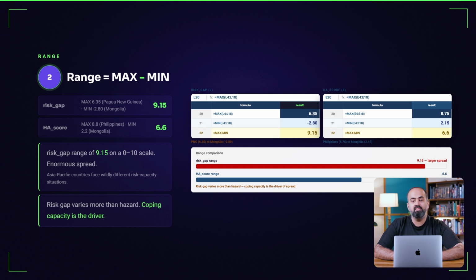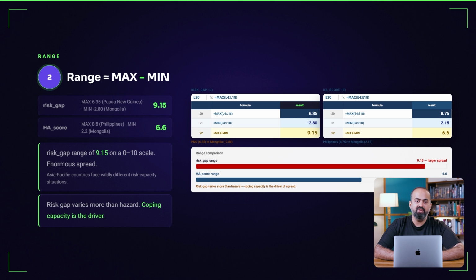That is an enormous spread. It tells the journalist that Asia-Pacific countries are not facing a similar level of risk capacity mismatch. They are facing wildly different situations. A story that treats all 15 countries as roughly equivalent would be misleading.